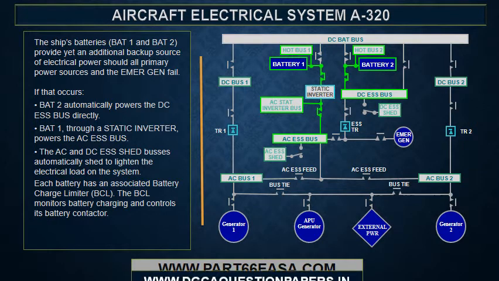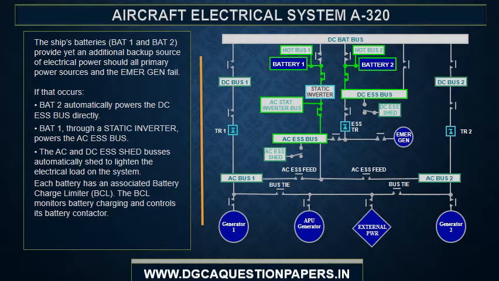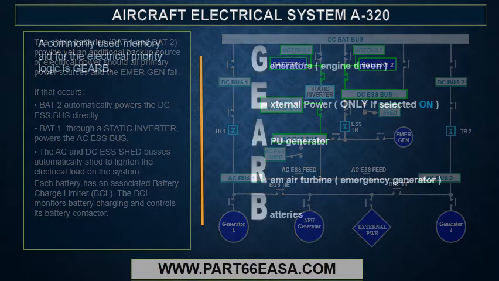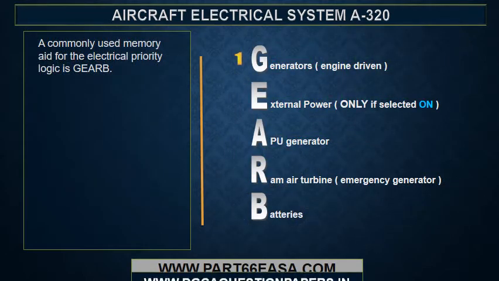Each battery has an associated battery charge limiter. The BCL monitors battery charging and controls its battery contactor. A commonly used memory aid for the electrical priority logic is Gear B.